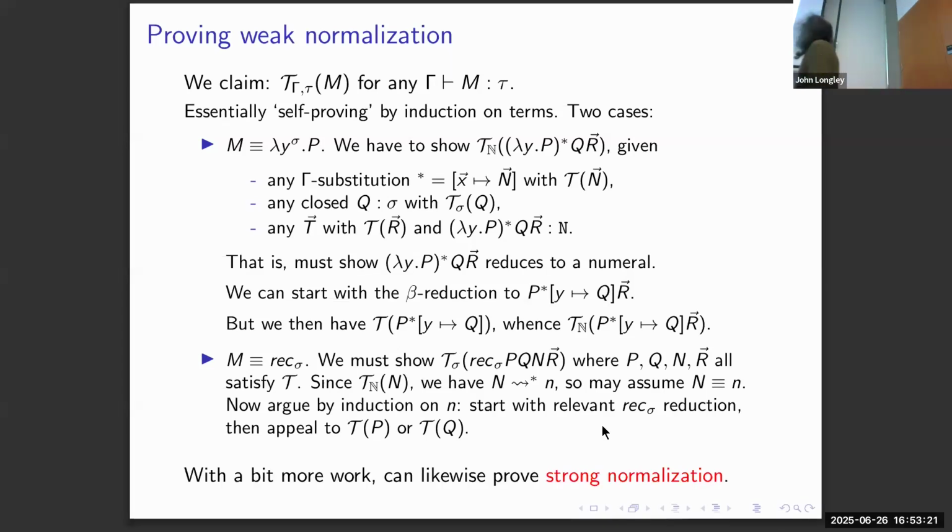And just to say, we've so far shown that any closed ground term can be reduced to a numeral. With a bit more work, you can use the same method to prove strong normalization. So any reduction path you want to follow, you'll eventually hit a numeral, and in combination with the Church-Rosser property, which you prove on the side, that gives you strong normalization.